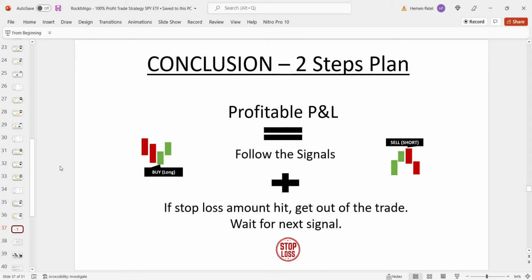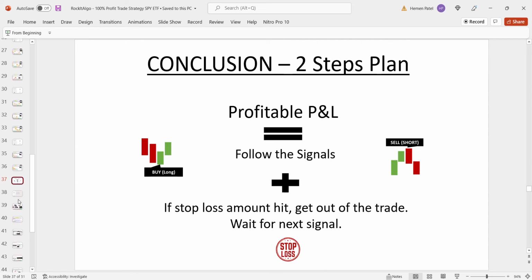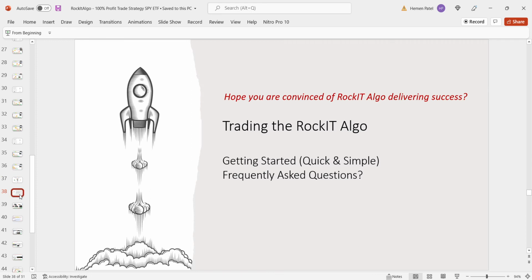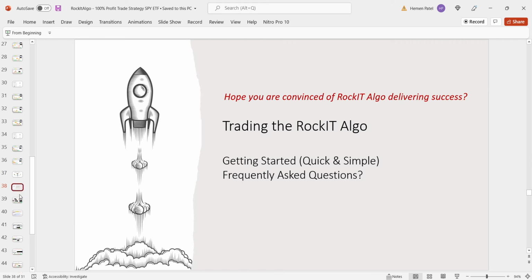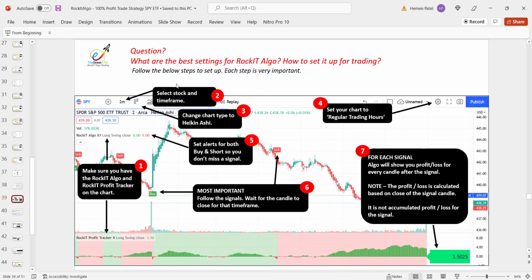It works extremely well, the RockIT Algo. Now let's dive into how to get started. Follow these steps. These are the questions asked by our traders. What are the best settings for RockIT Algo? So make sure you have the RockIT Algo and RockIT Profit Tracker on the chart.